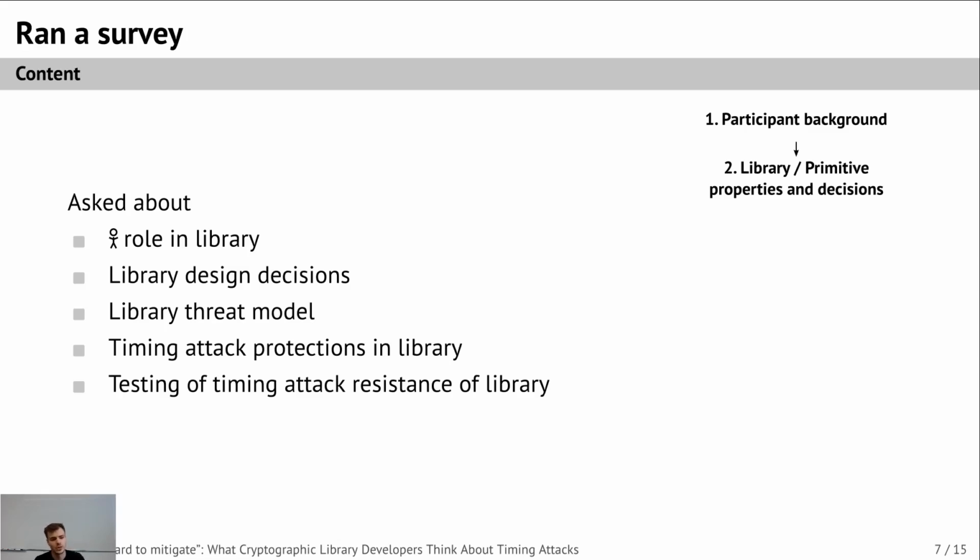Next, we focused on the library's threat model with respect to side-channel attacks, specifically asking about timing attacks. Then we asked about timing attack protections in the library, whether there are any, and if so, which, and how were they introduced. And finally, we asked about whether there is any testing of timing attack resistance in the library, and if so, how that is done and how often.